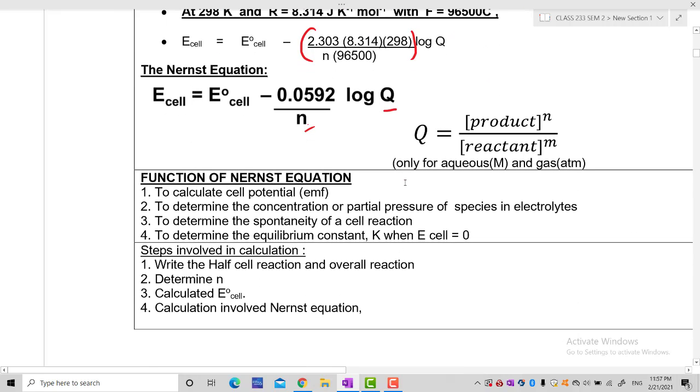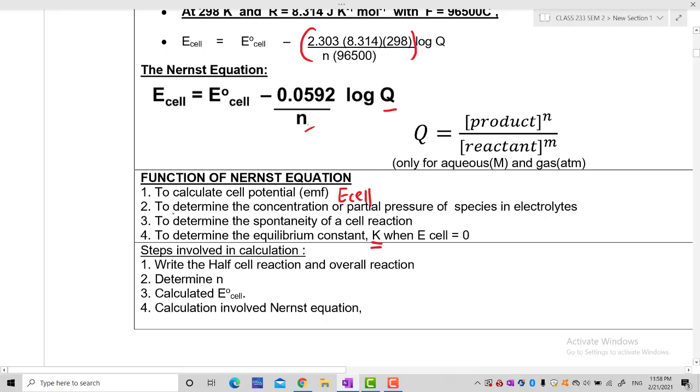Okay, now what are the functions of the Nernst equation? There are 4. First, calculate the cell potential EMF, or we call it E cell. Number 2, determine the concentration or partial pressure of the species in the electrolyte. Number 3, determine the spontaneity of the cell reaction, meaning whether the reaction is spontaneous or non-spontaneous. Last one is to determine the equilibrium constant K when E cell equals 0.